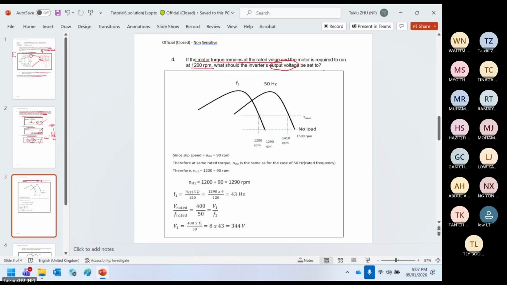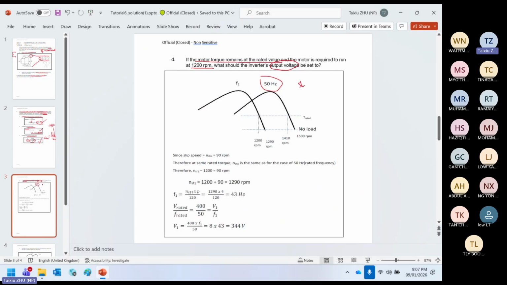Now this diagram, when you do this, you don't have to draw it. Basically, this part tells us how to find the new output voltage. First, when the frequency is 50 hertz, what is the slip speed?